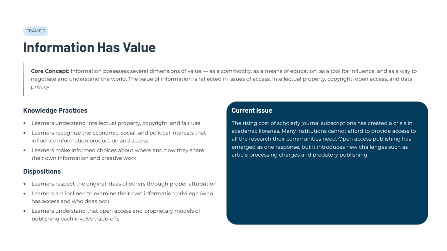Open access publishing has emerged as one response: make research freely available to everyone. But open access introduces its own challenges, like article processing charges that shift costs to authors and the explosion of predatory journals that will publish anything for a fee. This is a live issue you'll deal with as academic librarians.